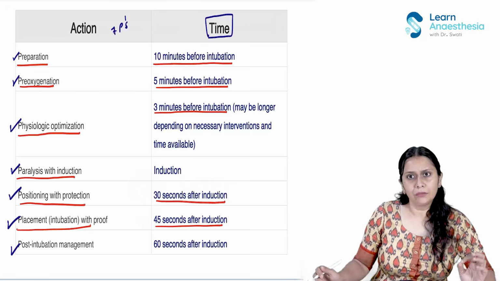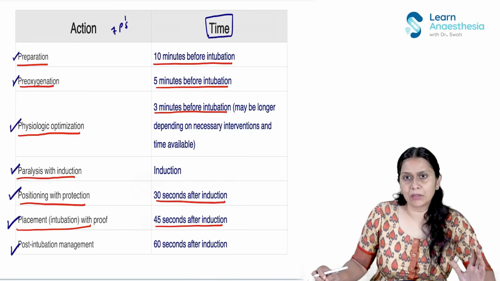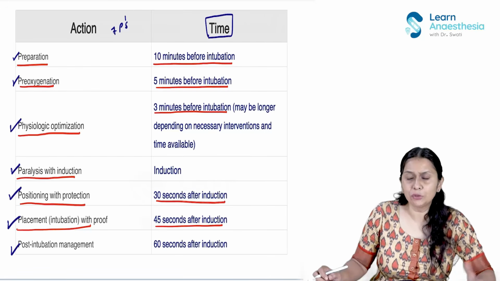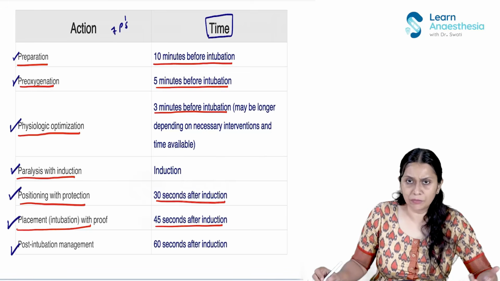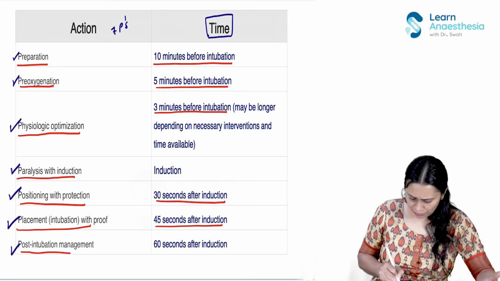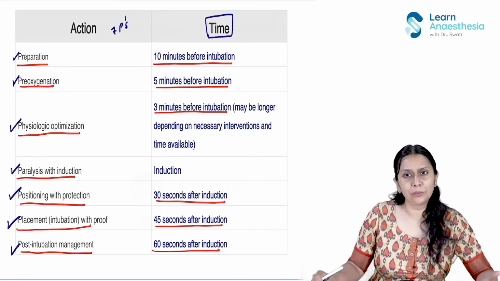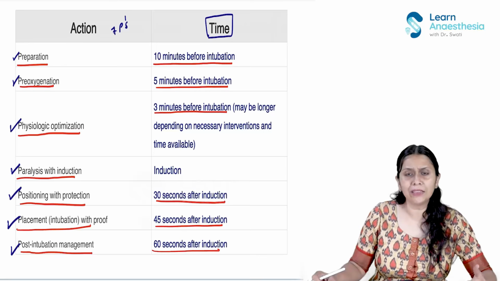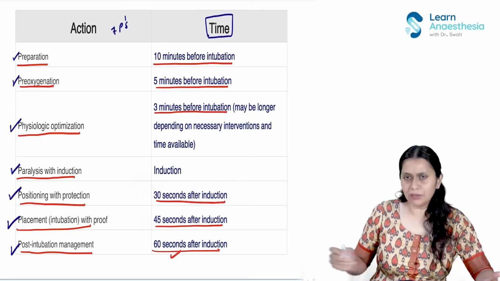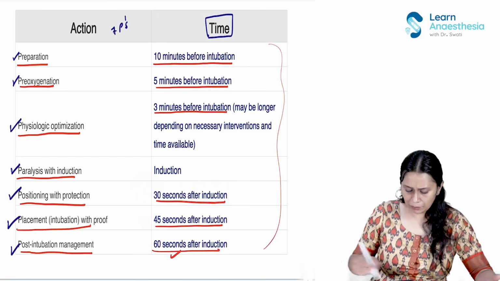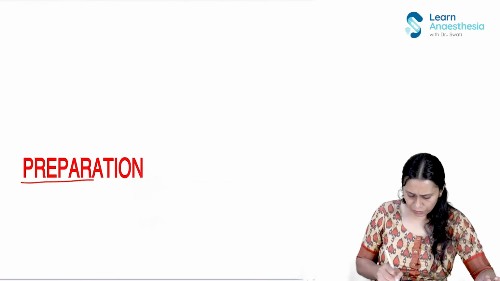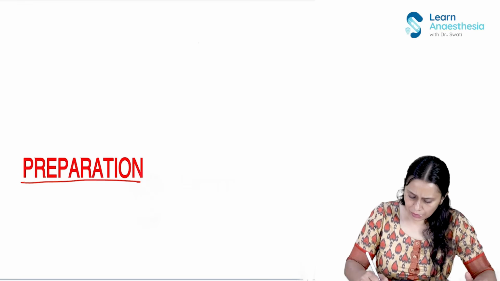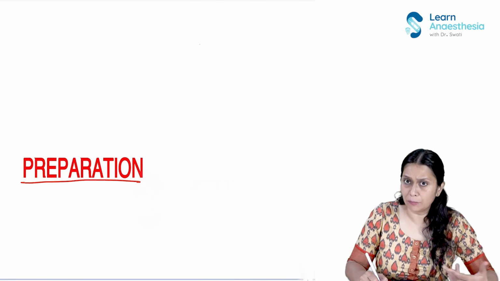of the induction, we should have a clear-cut diagnosis whether the tube is in the trachea or not. So the requirement of capnography is very much important here. Then post-intubation management. Whether after intubation we have to put the patient on a ventilator, paralyze, further sedate, everything should be done, let's say, 60 seconds after induction. So these are the timings for these actions, and one by one we will discuss these actions. So let's start with preparation. Now in preparation we have, let's say, preparation for the medical personnel.